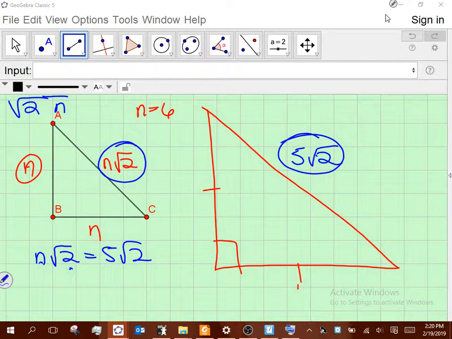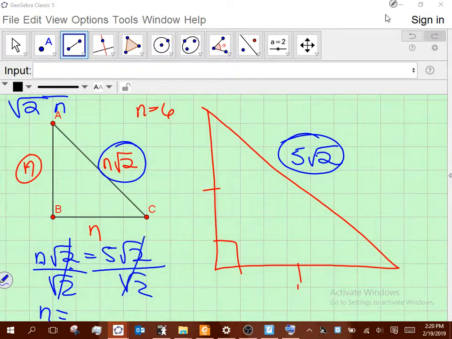So if I want to try to isolate this n, I do what? Divide by my coefficient of radical 2. So that goes away, gives me n. Come over here, divide by radical 2. What's it leave me with? 5. And that's the algebra to verify that, yeah, I just match up the n radical 2 and the 5 radical 2 and say, what does n have to be? It has to be 5. Does that make sense?